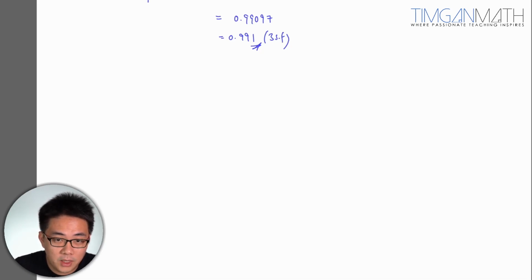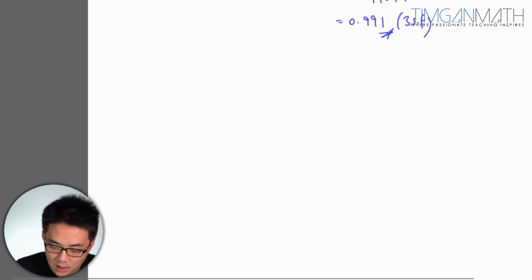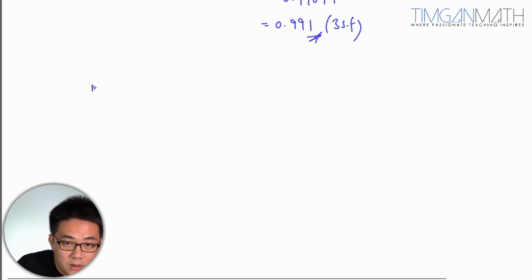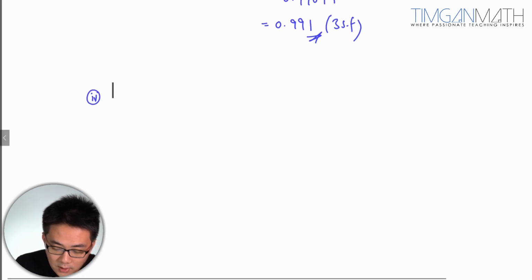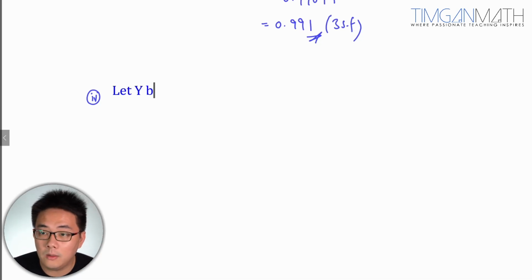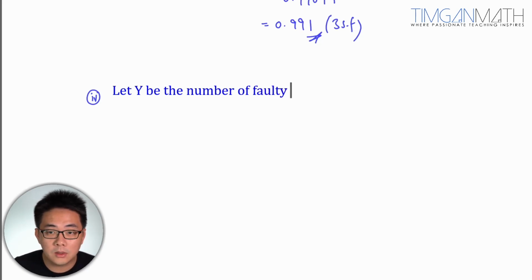So right now, write an expression in P for the probability that in a random sample of 10 sources, exactly 2 are faulty. Let's see that. So sources are faulty or not. I've used X already, right? So let Y be the number of faulty sources out of 10 sources.